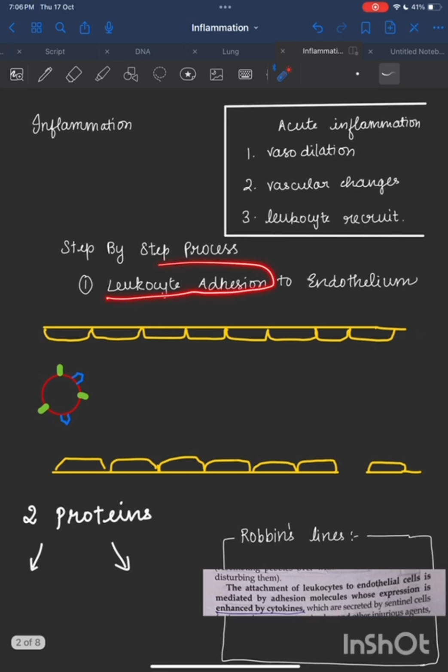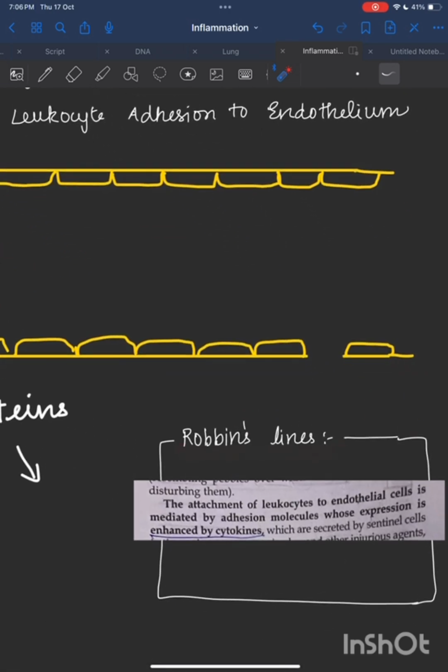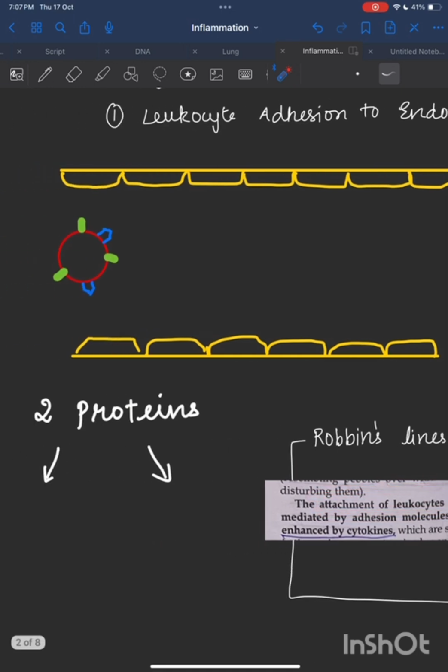First step is leukocyte adhesion to the endothelium. This is the endothelium and this is the leukocyte. Treat this as the injury site. These are the exact Robbins lines: the attachment of leukocyte to the endothelial cells is mediated by adhesion molecules whose expression is enhanced by cytokines. As soon as an injury has happened, it will release cytokines, and in turn cytokines increase the expression of adhesion molecules. So it helps in attachment of leukocyte to the endothelial cells.